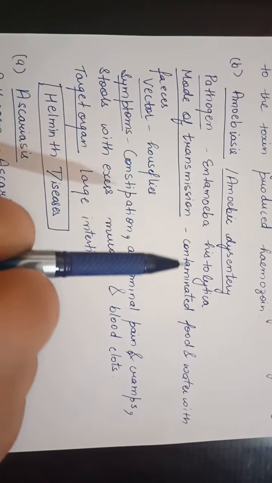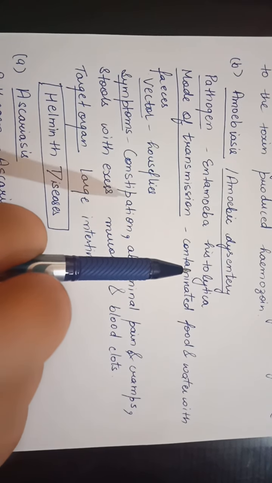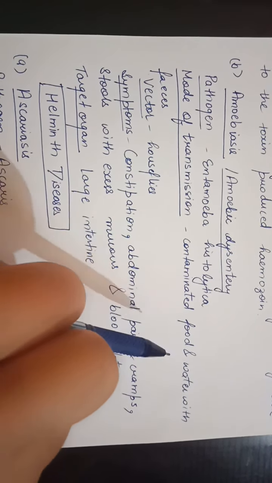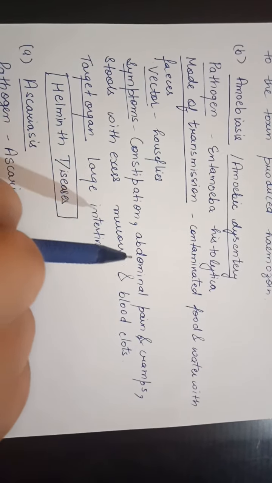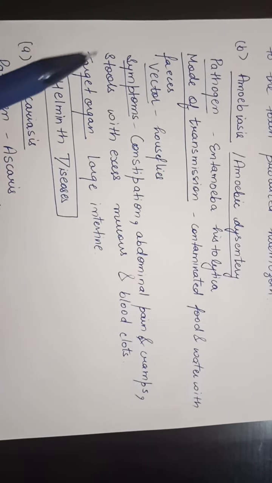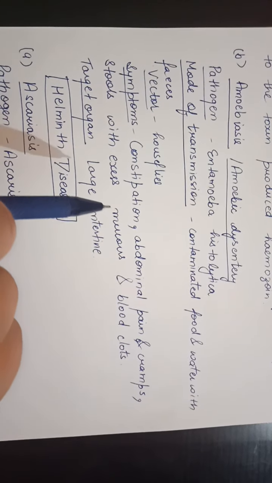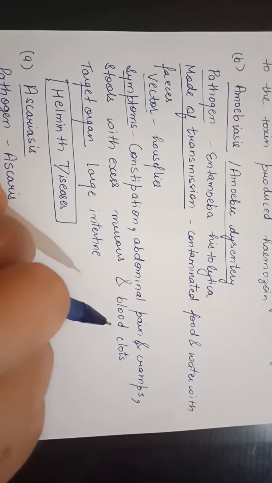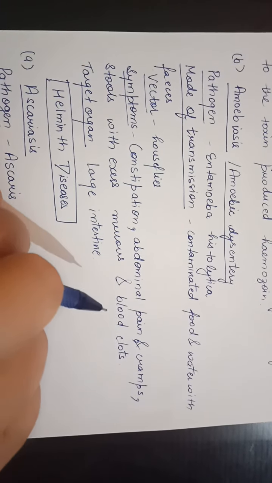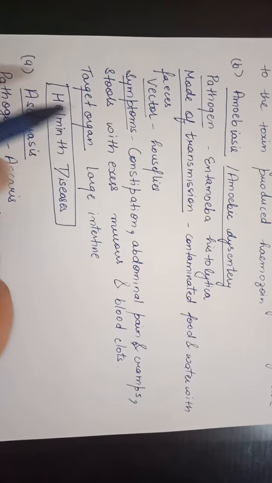As I told you, in most cases the mode of transmission is through contaminated food and water, so which organ will be infected? Yes, the intestine. Here also the target organ is the intestine, specifically the large intestine. And what are the symptoms? Constipation, abdominal pain and cramps occur, and stools with excess mucus and blood clots. Excess mucus, and even blood is present in it.